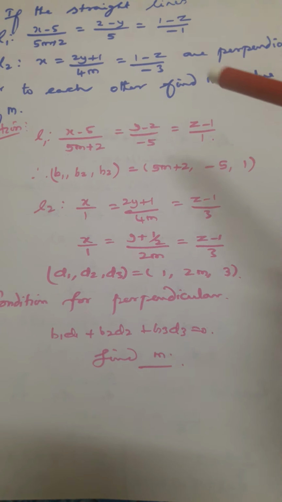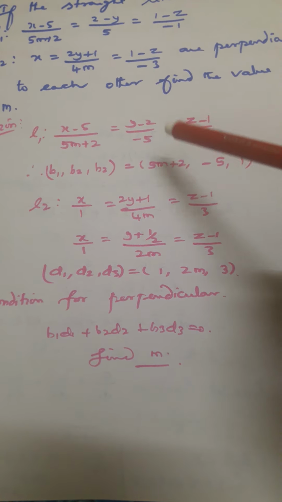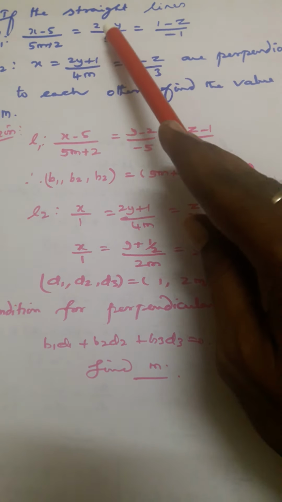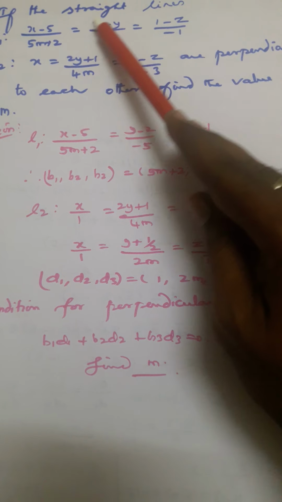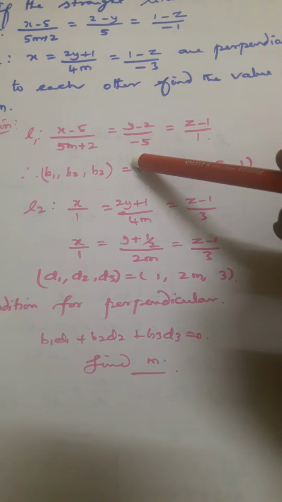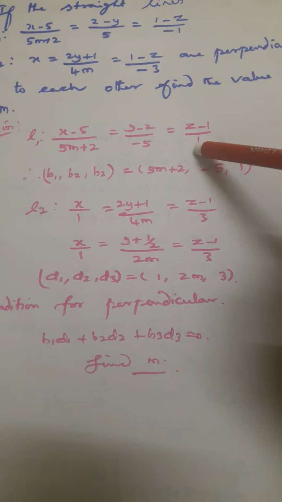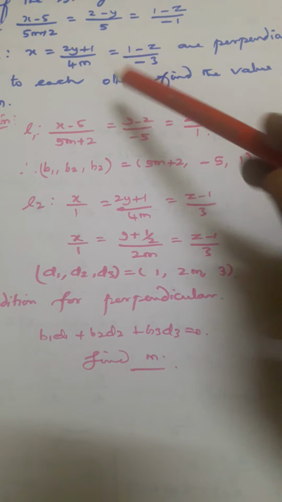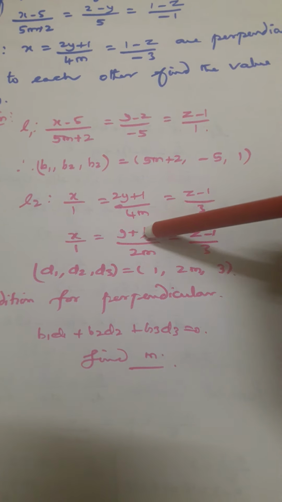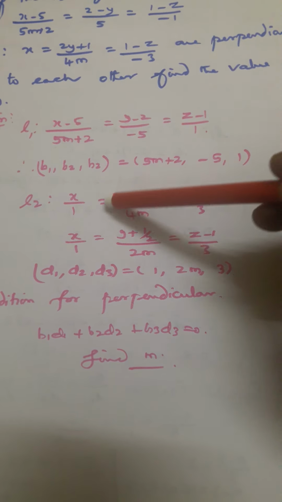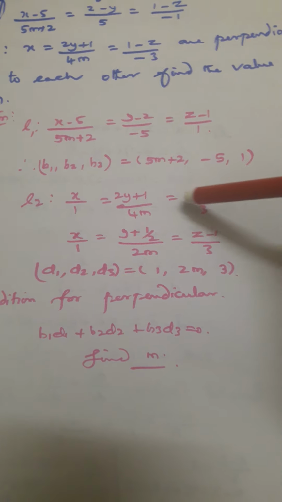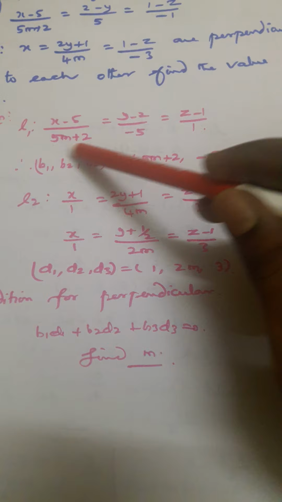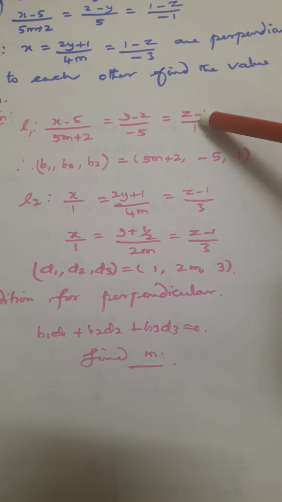Only thing is to know whether it is in the standard form or not. How to check whether it is in standard form or not? Here it is 1 minus z, here it is 2 minus y. You have to change it into (y minus 2) by minus 1, (z minus 1) by 1. Like that you have to write. And the second line you have 2y plus 1, that can be converted into (y plus 1 by 2) by 2m. We are dividing both numerator and denominator by 2. Here we are interchanging, you will get the standard form of the straight line, and here also you have the standard form of the straight line.